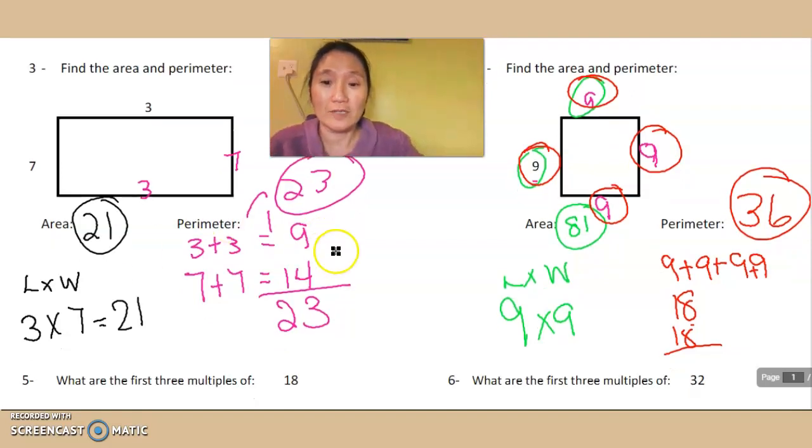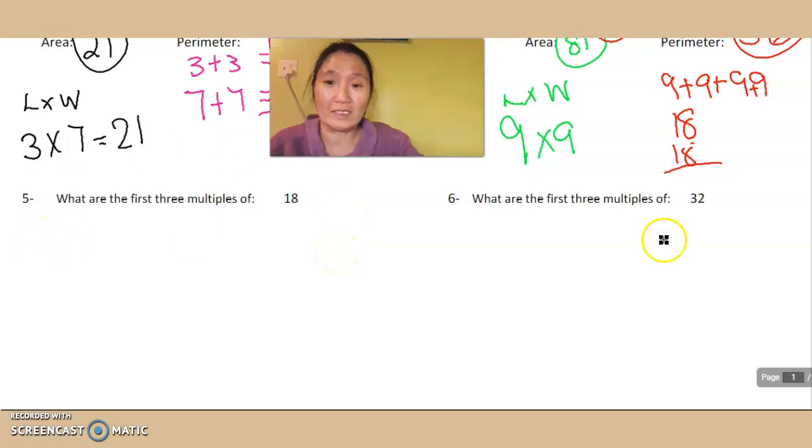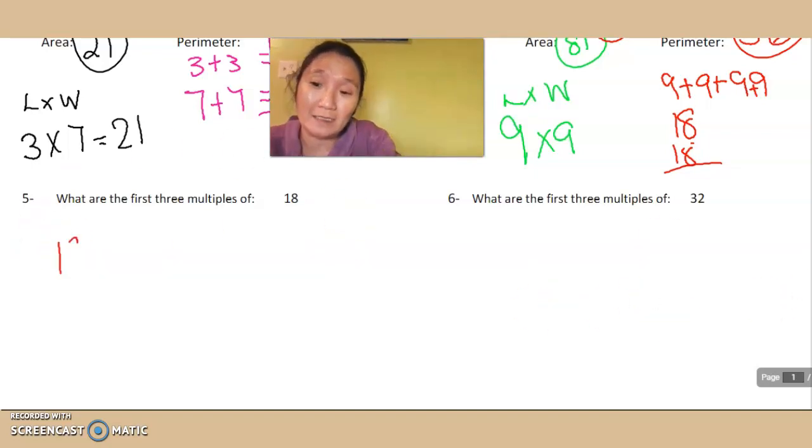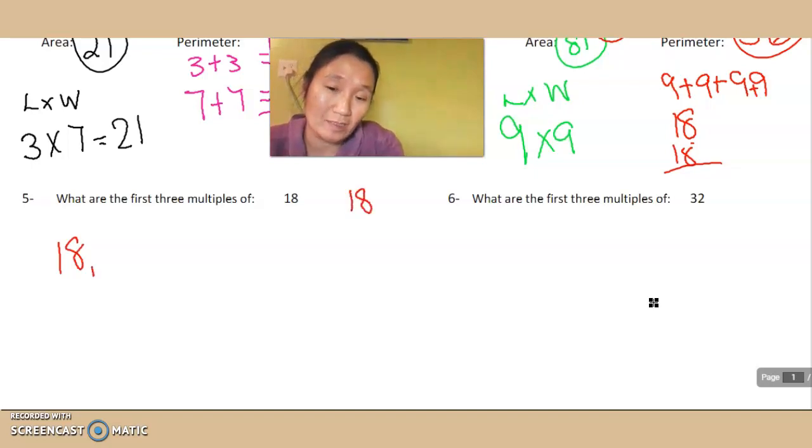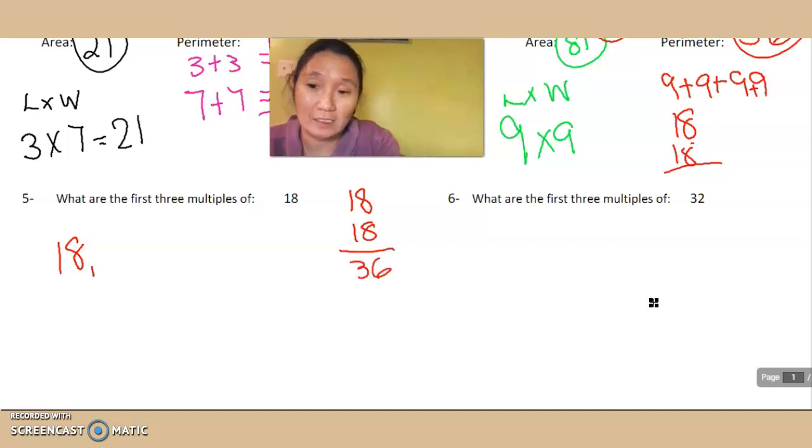All right, so now we're going to move down here to finding the multiples. Multiples are basically skip counting. So my first one, 18 plus 18 is 36. So then my next number is 36. So there's 1 skip count, 2 skip counts, and now I'm going to do 3 skip counts.